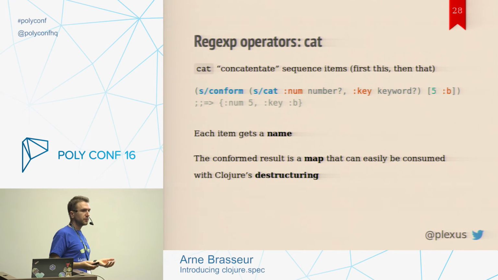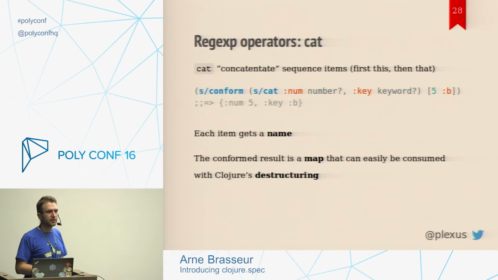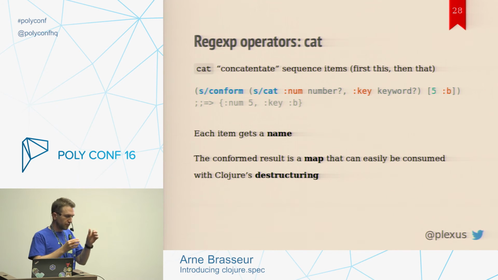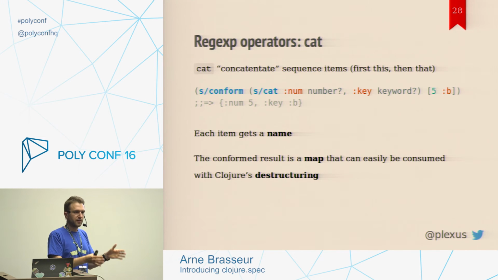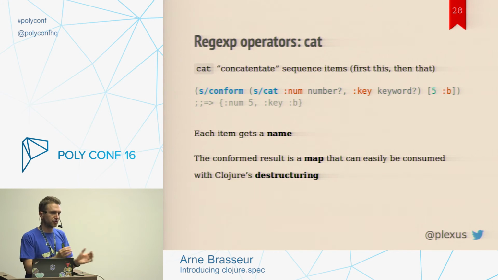One is cat, which stands for concatenate. So this is just saying, first this thing should be in a sequence and then that thing. This should come before that. So here I'm saying that any sequence which has first a number and then a keyword is valid.